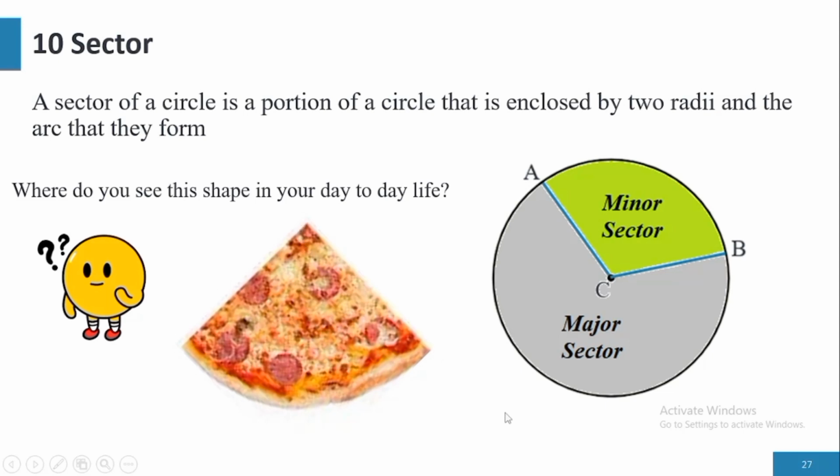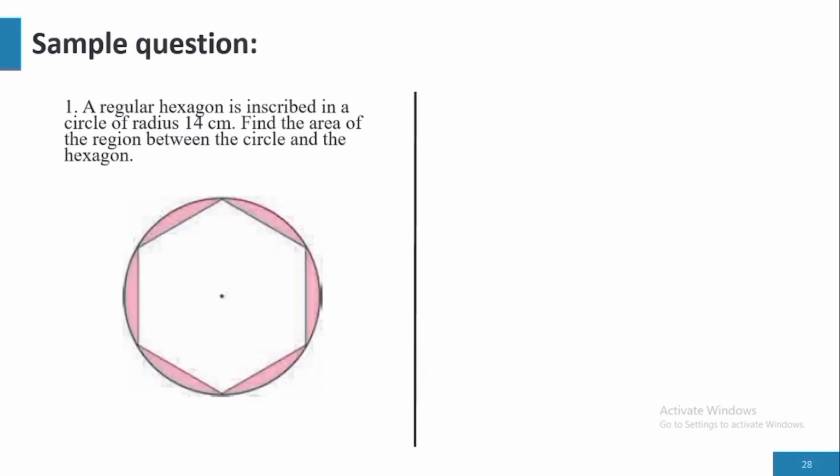Now, why this is important, children? Why it is important that you should know what is sector, what is segment, what is arc clearly. To understand that, let's see this. On the screen, I'll show you one question, okay, which will be taught to you in class 9 and 10. The question here is asking you about a regular hexagon is inscribed in a circle of a radius 14 centimeter. Find the area of a region between the circle and the hexagon.